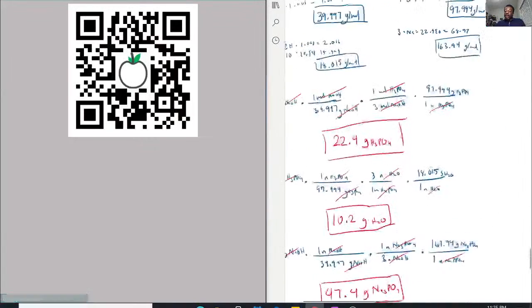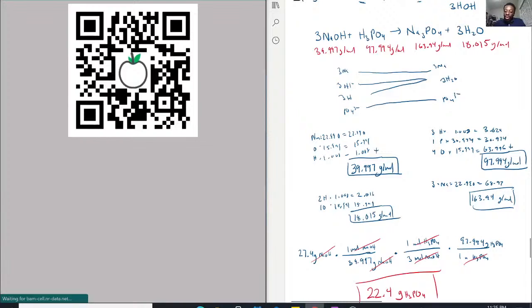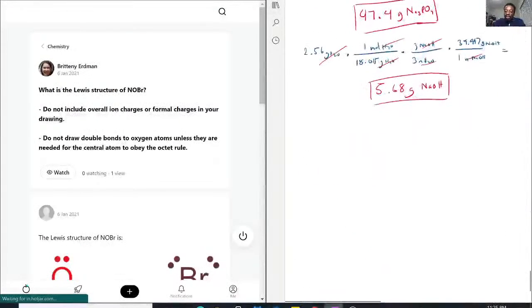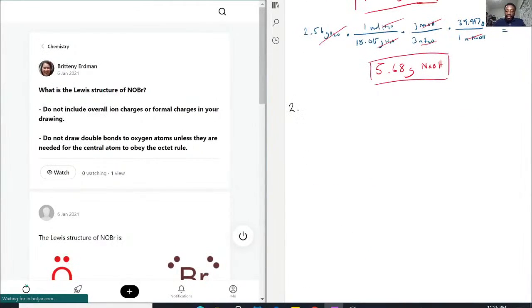So this is a quick recap. Exactly the importance of going through and calculating all your molar masses and then doing the conversion. It just helps you save time overall. So now for question number 22.